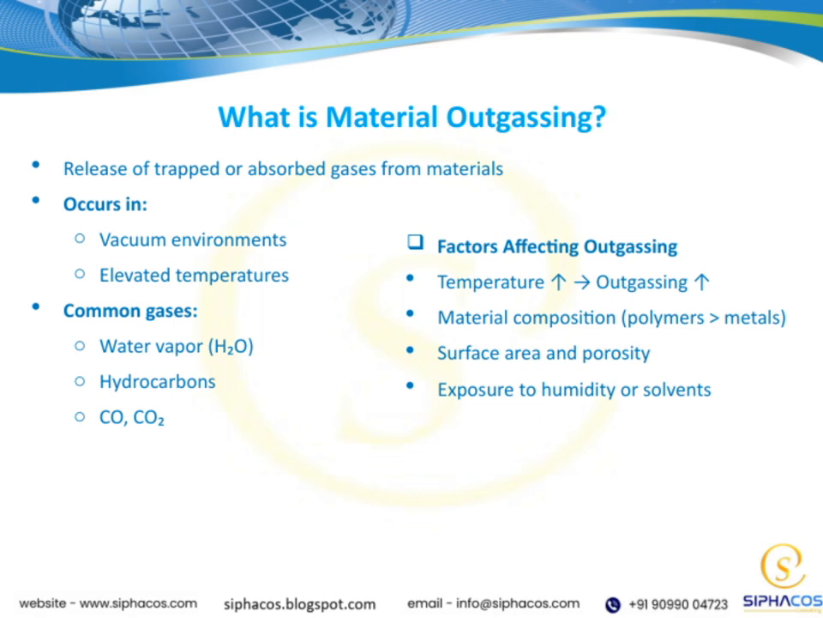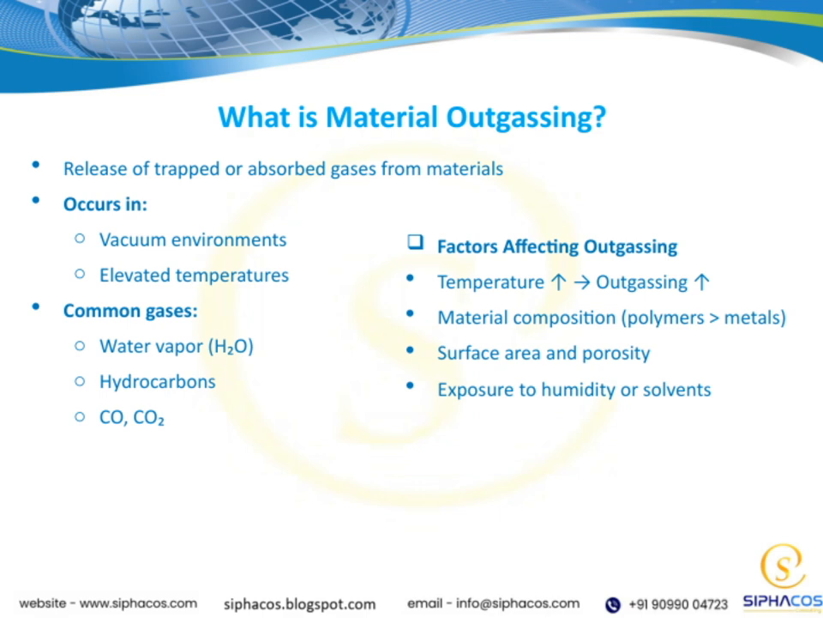Surface area and porosity are also crucial factors. The larger the surface area or the more porous a material is, the more gases can be trapped and subsequently released. Exposure to humidity or solvents can further enhance outgassing, because these elements can either cause the materials to absorb more gases or loosen trapped gases, making it easier for them to escape.